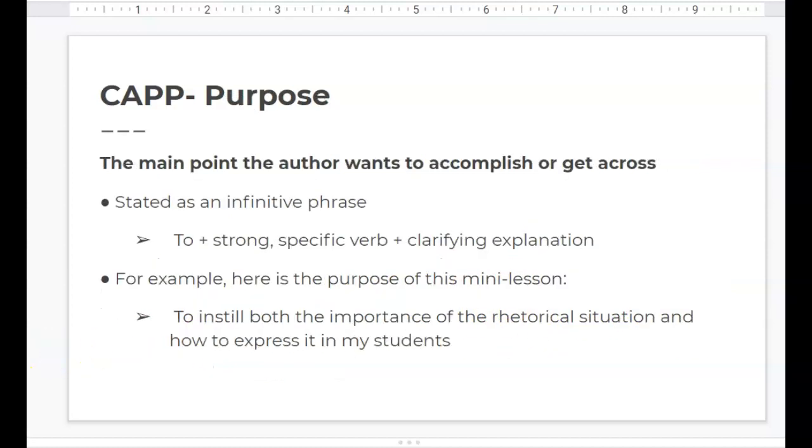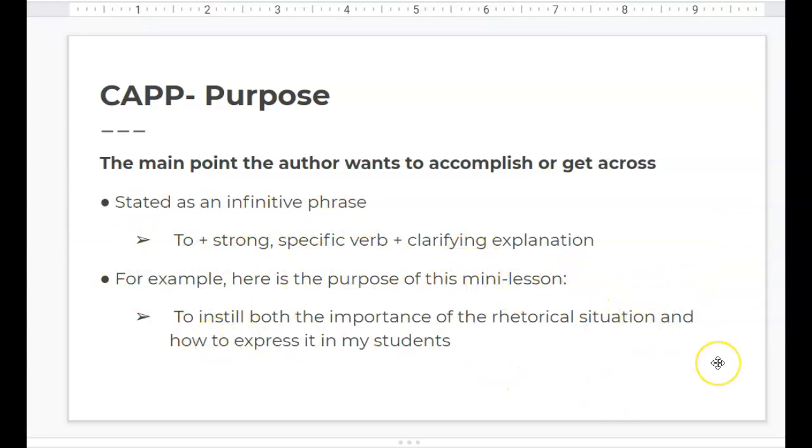I'm sorry, the last P is not persona. The last P is for purpose. Once you've gone through context, audience, and persona, you can actually start thinking about the purpose. And this is the main point the author wants to accomplish or get across. You would state that as an infinitive phrase, so to plus a strong specific verb and a clarifying explanation.